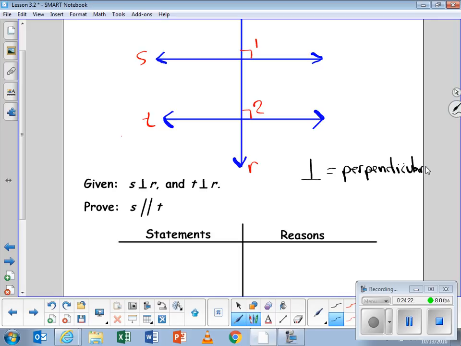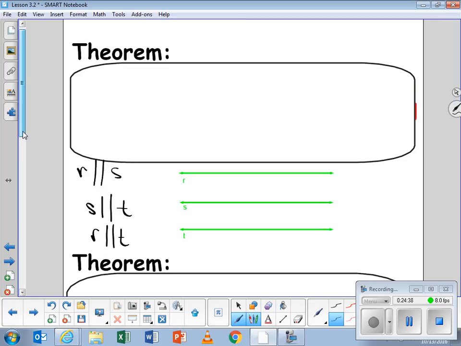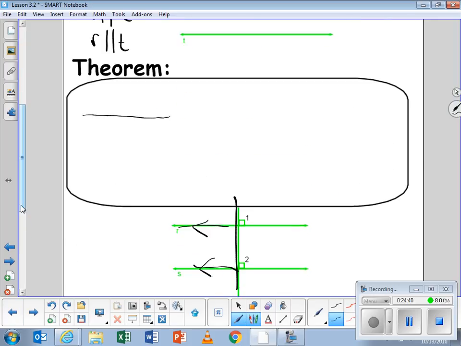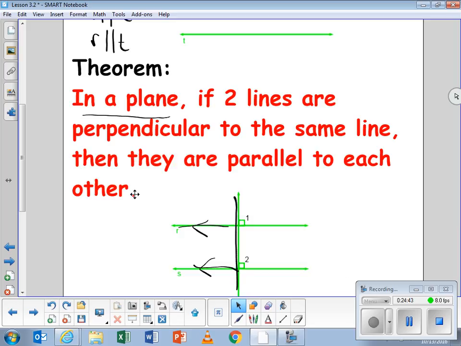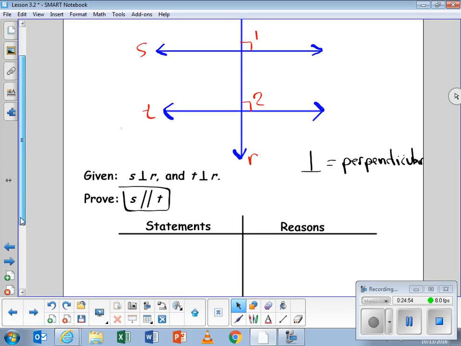So I ran out of room there, scrunched it together. Perpendicular. Okay? So, the lines S and R are perpendicular. The lines S and T are perpendicular. And we want to prove that S and T are parallel. So in other words, we want to prove this theorem. Okay? That's what we're doing. We're proving that theorem. Remember that the theorem are statements that can be proven to be true. And we're going to take a moment to do that. Okay? Let's speed this up.